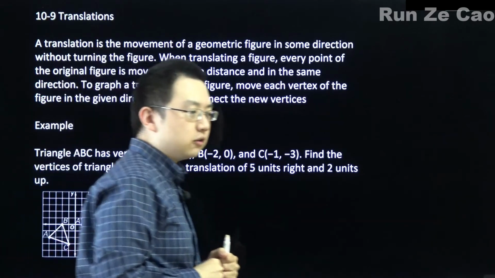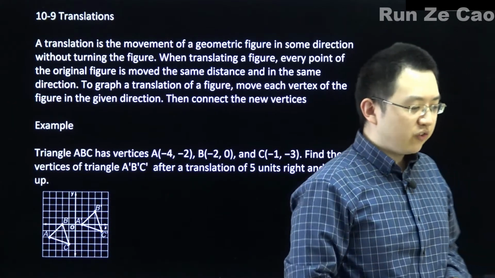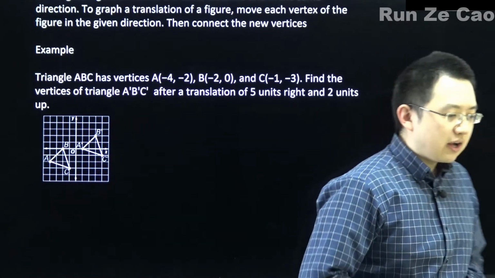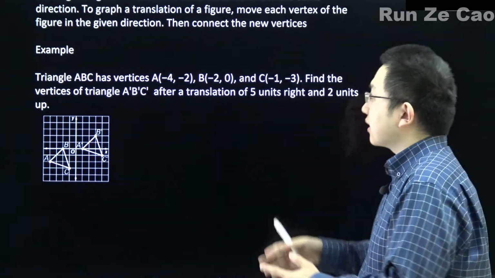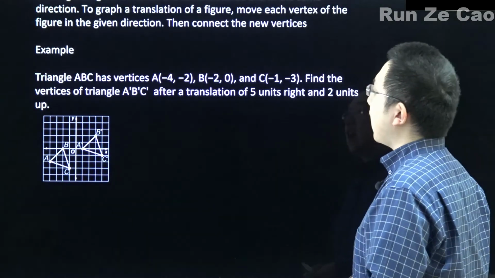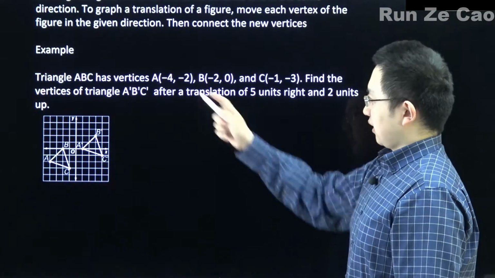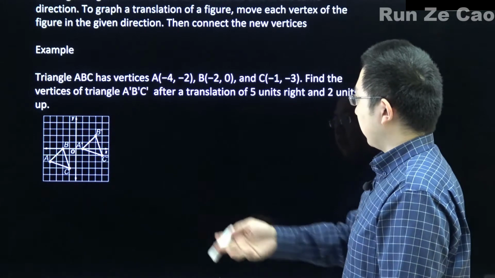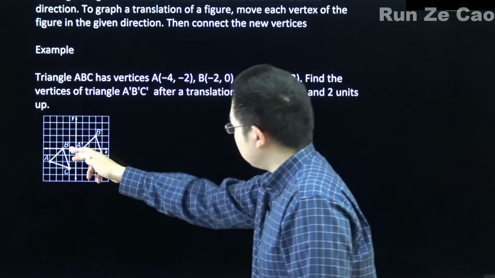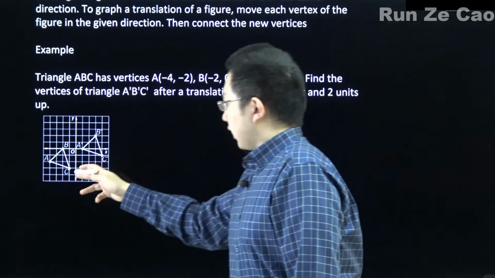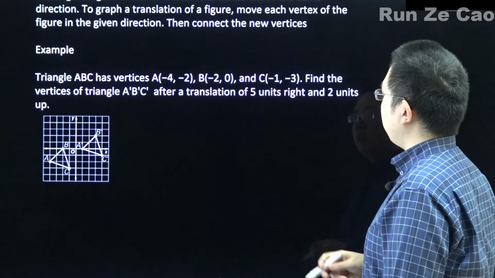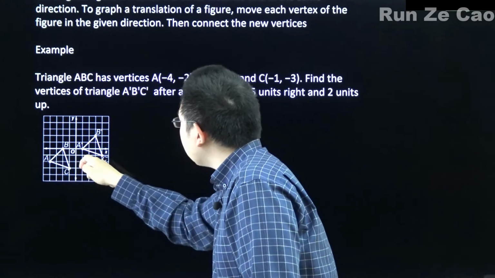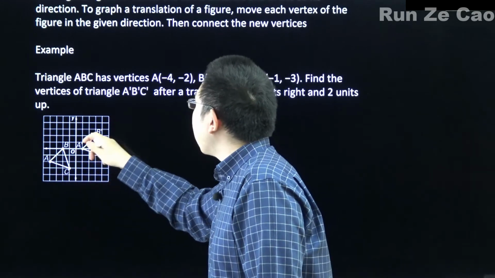When you translate a figure, every point of the original figure is moved the same distance and in the same direction. To graph a translation, move each vertex in the given directions and then connect the new vertices. For example, triangle ABC has vertices A(-4, -2), B(-2, 0), and C(-1, -3). Now, if you move it 5 units right and 2 units up, you can easily count the grids, and then, A prime.